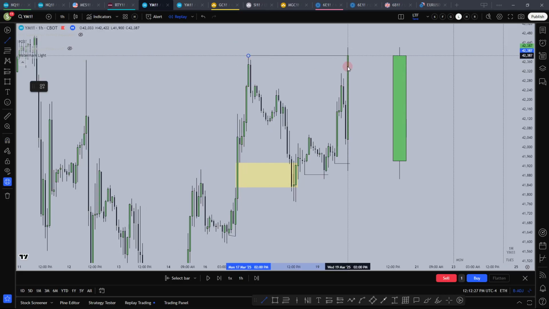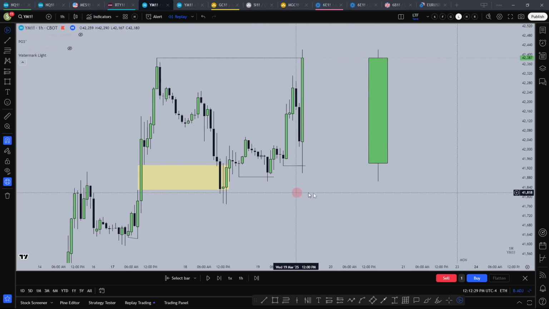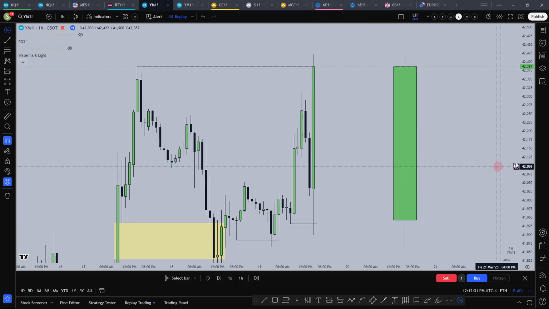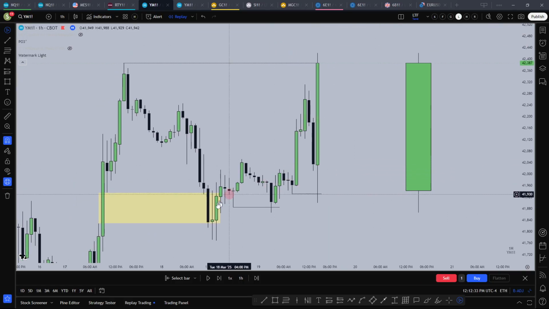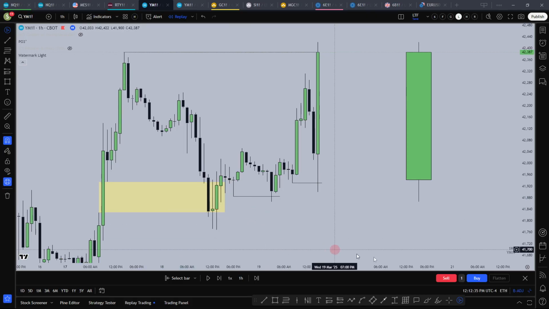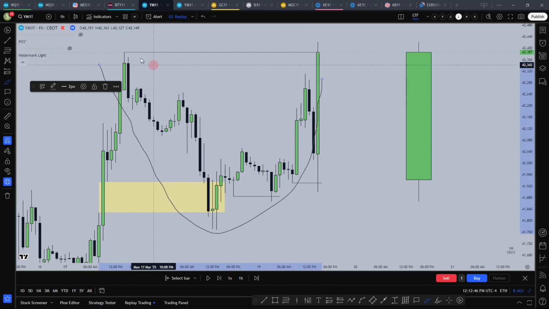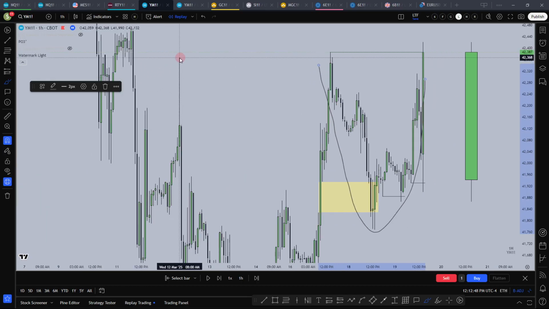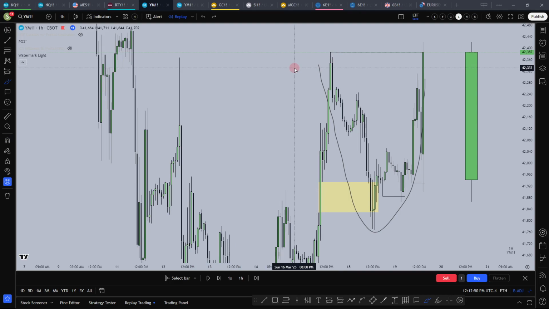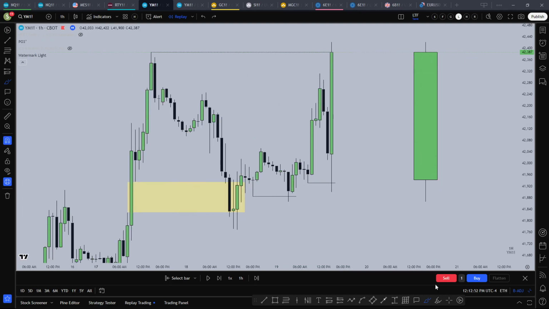Taking this as an objective. If you frame this MMXM, I did it wrong, here to here, expansion into an objective. So new phase from there, either retracement or reversal. Retracement and so respects the internal level.